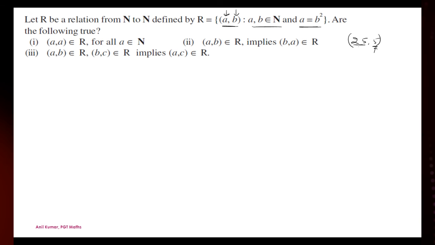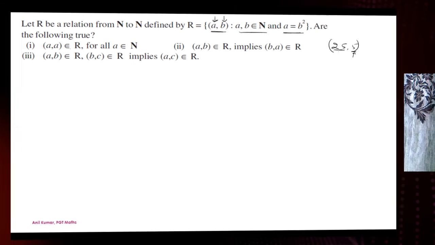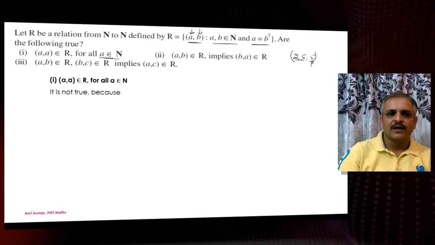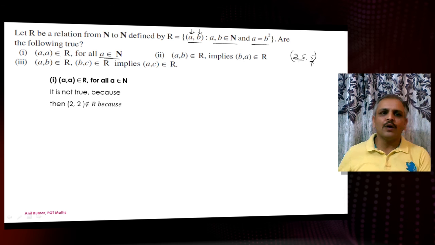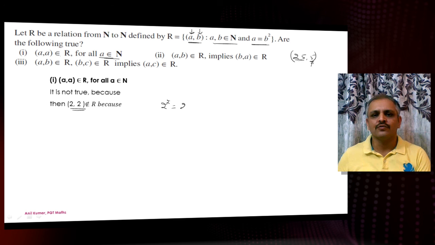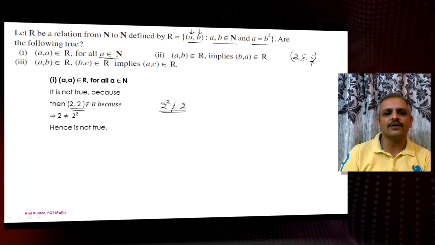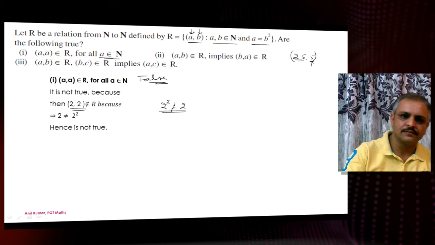So is it true that a comma a belongs to the relation for all natural numbers? Let's check it. No, it's not true, because I can give an example. 2 and 2 are not in relation, because they would be in relation if 2 square is equal to 2, which is not true. 2 square is not equal to 2, so that's why it's not in the relation. So this first statement is a false one.